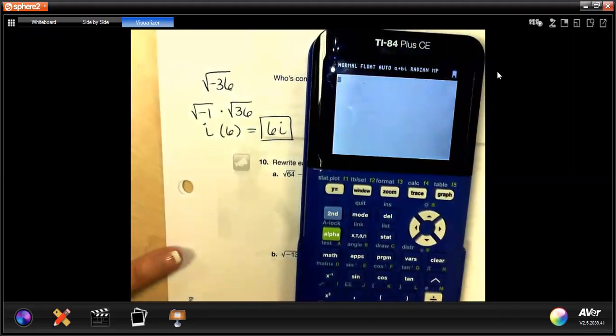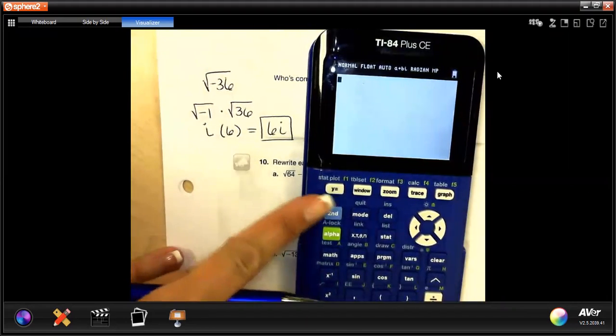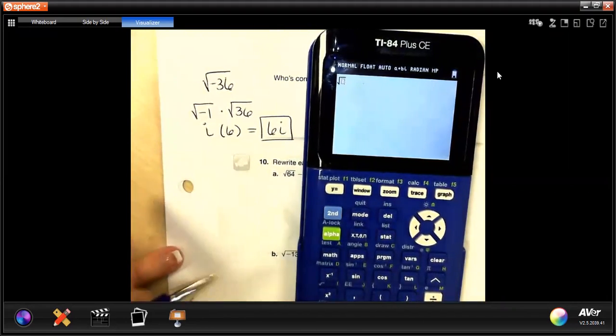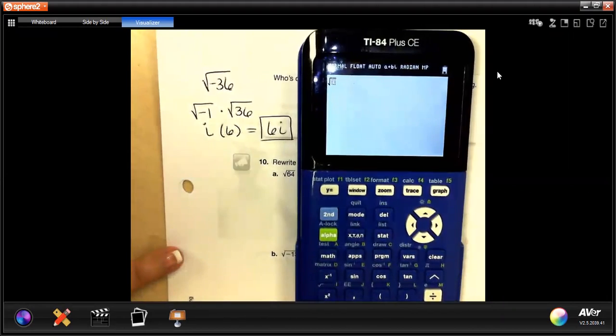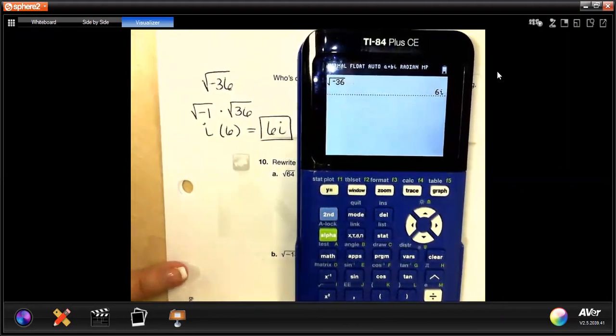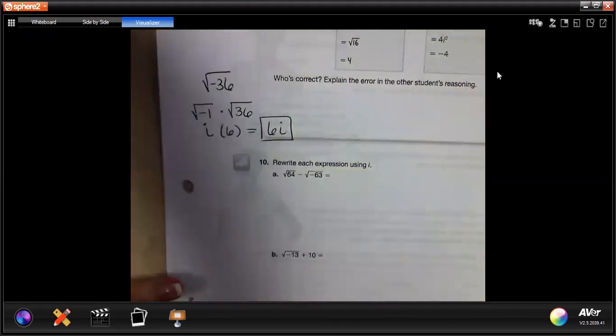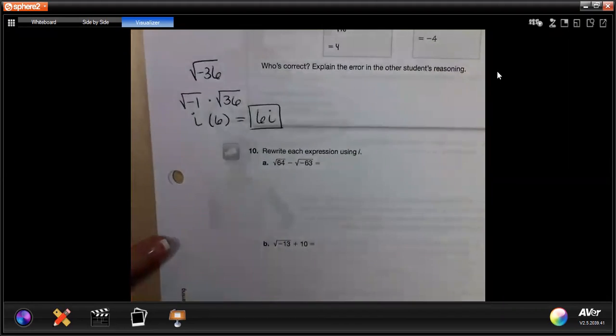Your calculator, again, will also do that. So if we hit second square root, now that we've changed the mode, when we hit -36, it tells you it's 6i. So that's how we use that to simplify and solve problems that have no real solutions.